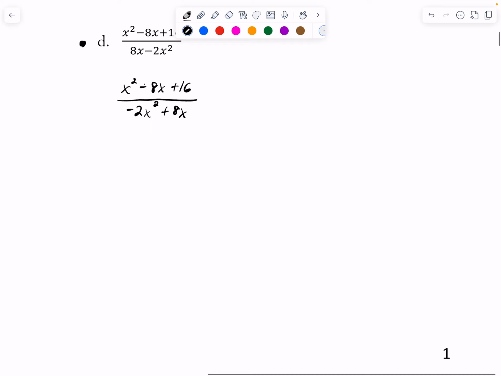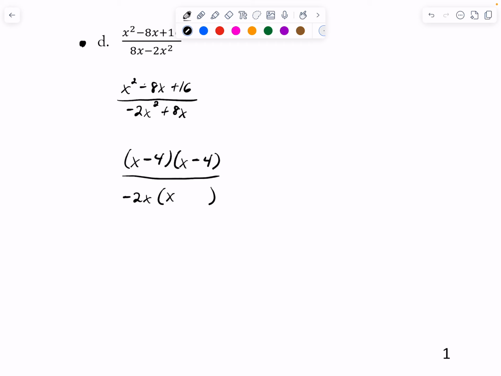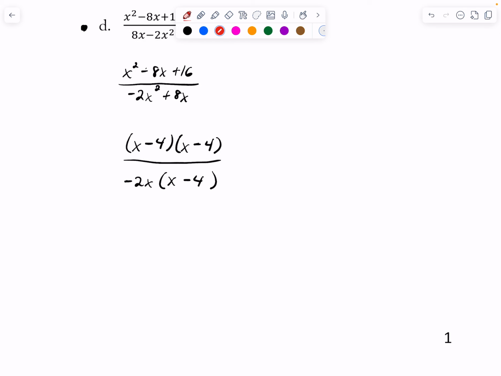So I'm going to go ahead and factor the numerator. I need factors of 16 that add to negative 8. This is actually going to be a perfect square trinomial where we use negative 4 for both. And then in the denominator, I'm going to factor out negative 2x, and that leaves me with x minus 4. Let's confirm that that's right. Yes. Okay, perfect. Now, this one is good to do as an example.